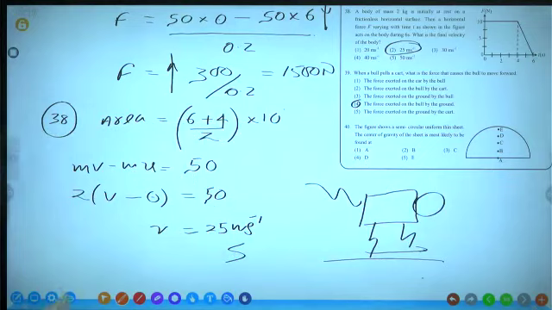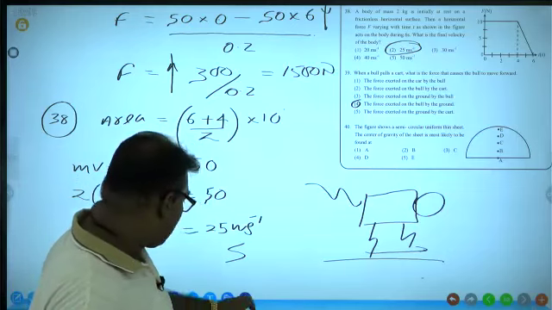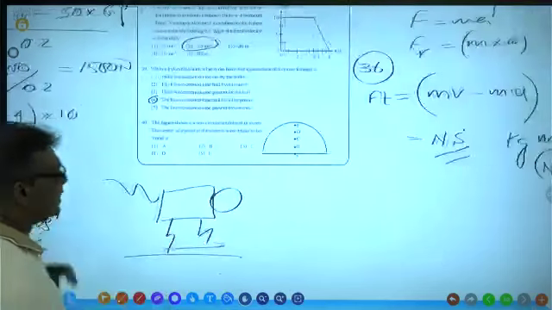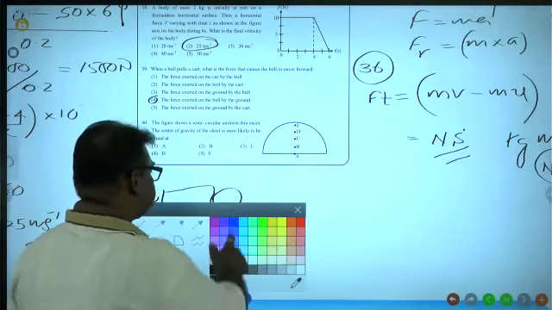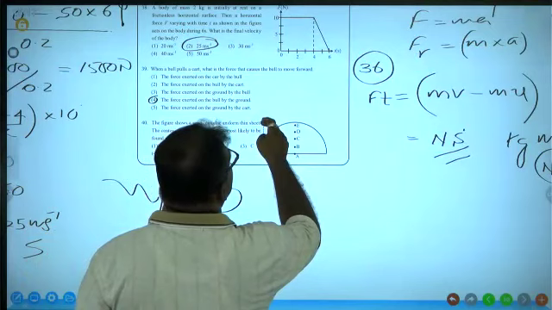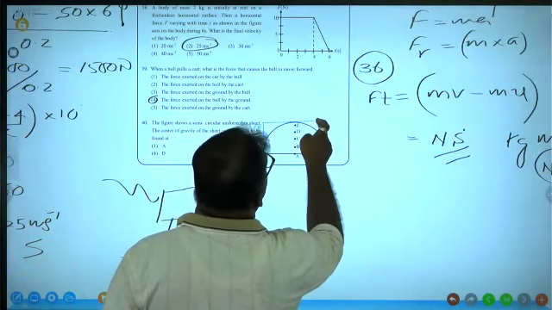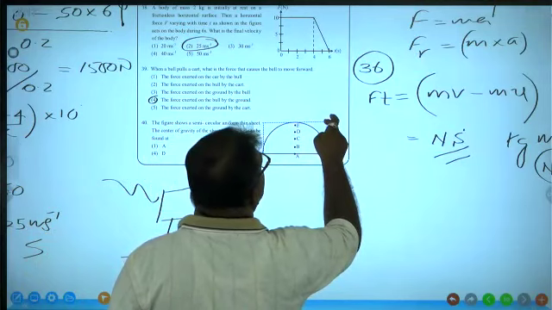The figure shows a semicircular uniform thin sheet. The center of gravity of the sheet is most likely to be found at. If we think this way, how can we easily get the answer? Children, if we fill this like a block, can we get a small idea? Like this.